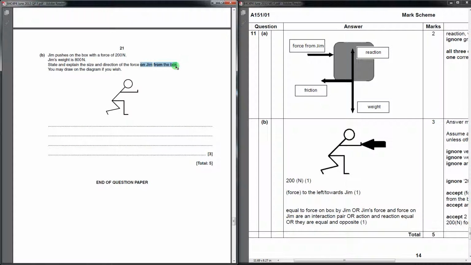So it should be the interaction pair that goes with it, and that's the explanation part. So these forces form an interaction pair, and that always means they point in opposite directions and they have the same size. So the size of this force of the box pushing on Jim will be 200 newtons, and it will be pushing him to the left. So that's what's going on there. You have to notice that it's an interaction force pair, and remember that interaction force pairs are the same size, but they point in opposite directions.